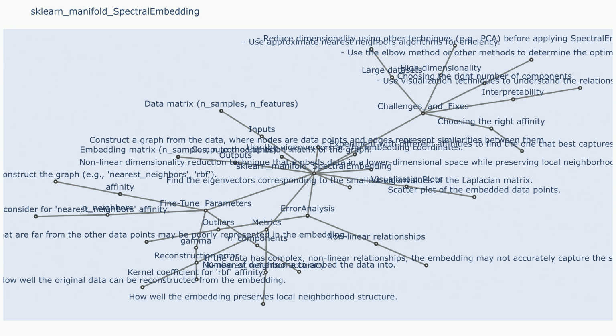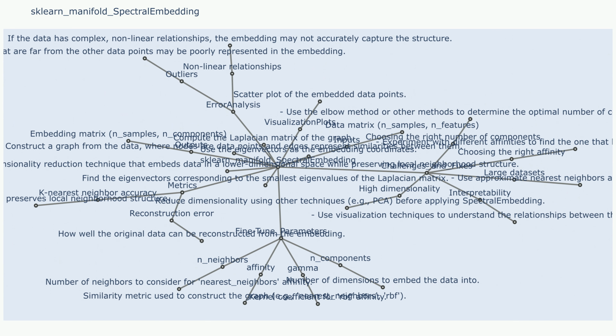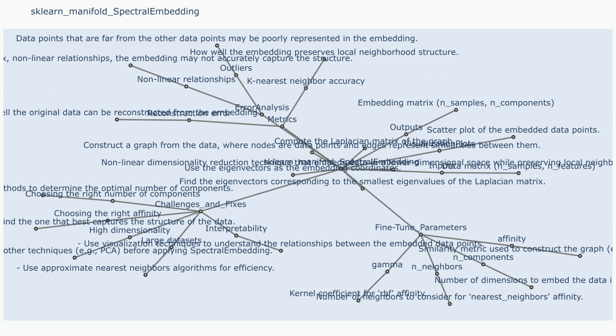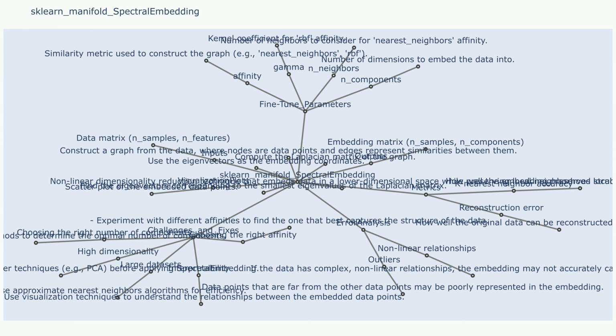Graph plot displays the graph constructed from the affinity matrix, highlighting the connections between data points. Fine-tune parameters. N components: the desired dimensionality of the embedding space. Affinity: the type of affinity matrix to use, e.g., nearest neighbors, RBF. Gamma controls the width of the Gaussian kernel for the RBF affinity. N neighbors: the number of nearest neighbors to consider for the nearest neighbors affinity.